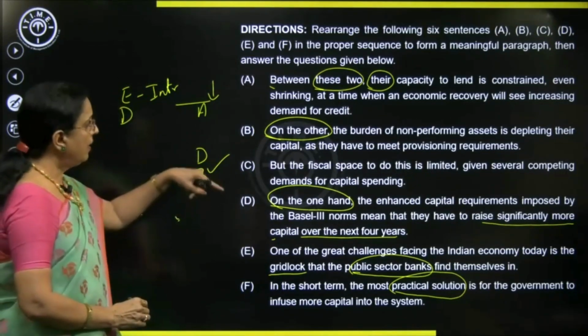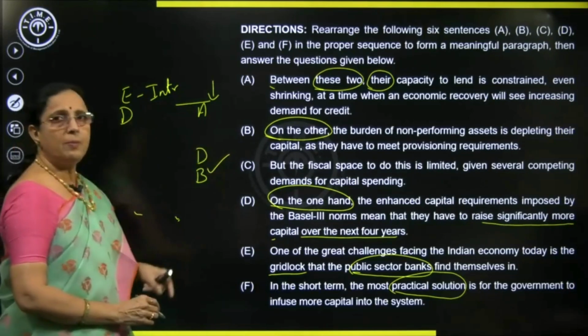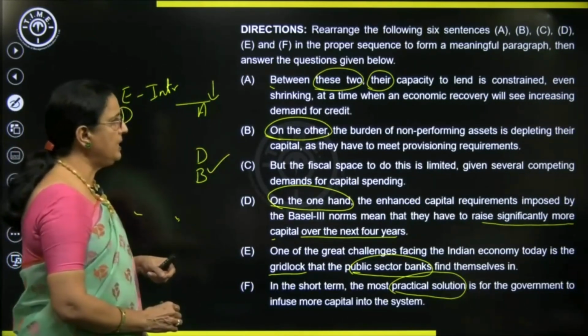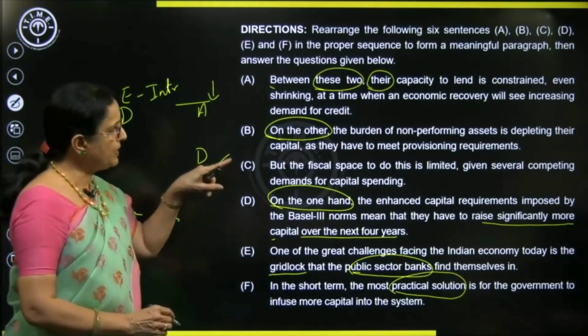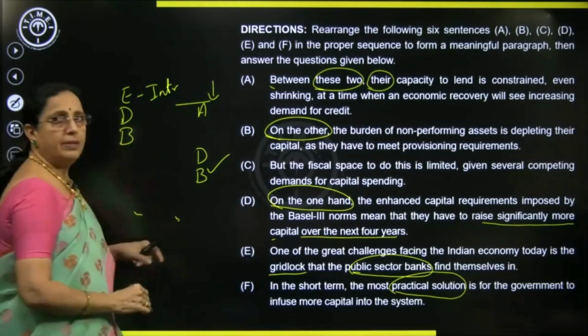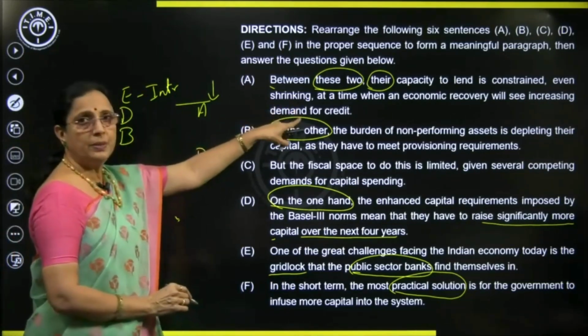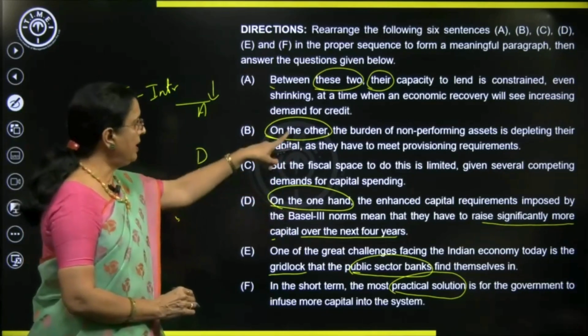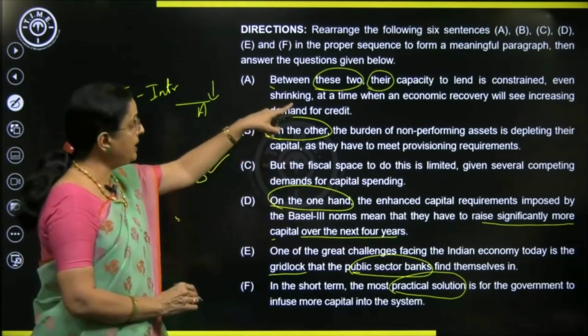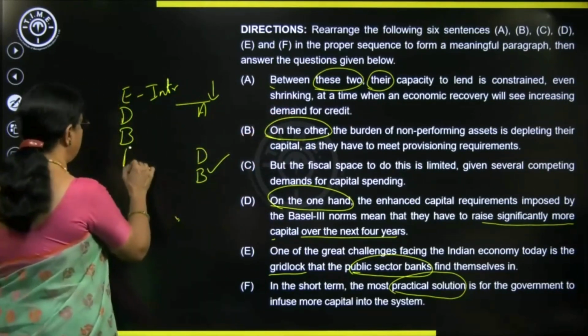Alright. And then on the other, the burden of non-performing assets is depleting their capital as they have to meet provisioning requirements. Fine. So, B, EDB, right. And then between these two, what are these two? On one hand and on the other hand, there are two problems discussed here. So, between these two, right, A here.